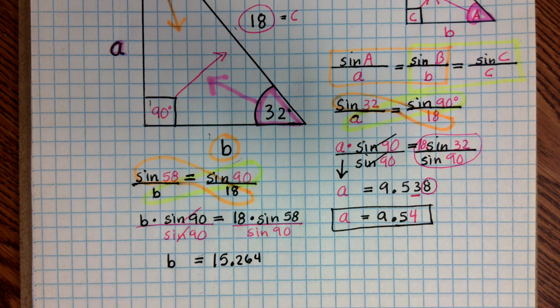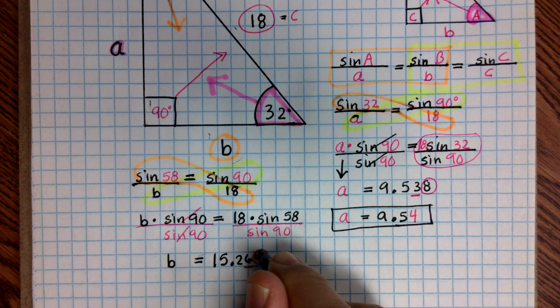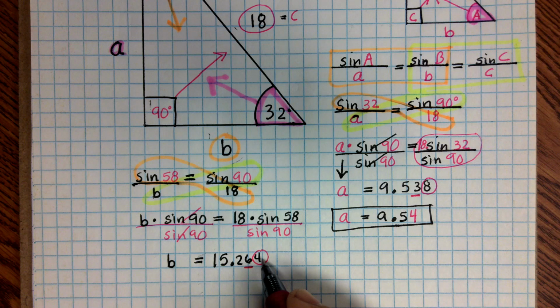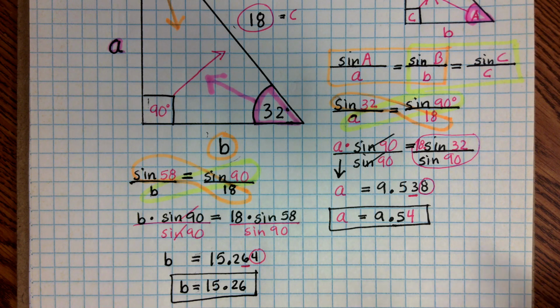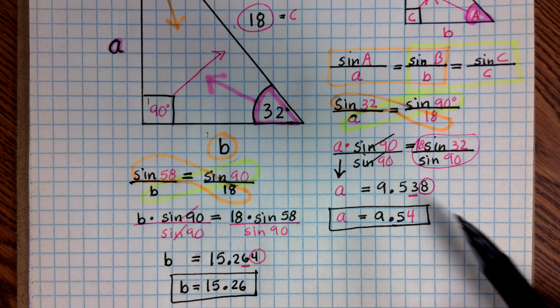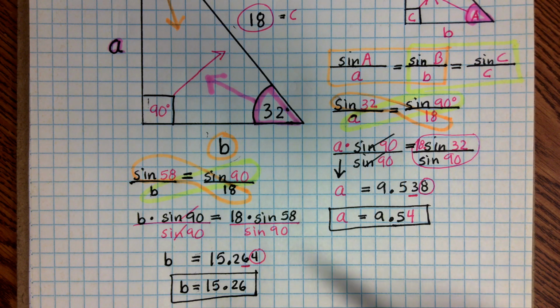15.264. And we do want to round to the hundredths place. So the hundredths place is that 6. The number after it is the thousandths, and it's 4. And remember, 4 or less, let it rest. So we are not going to change anything. So our final answer can be written as b is equal to 15.26. So we have used the law of sines, and we have solved for side A of the triangle, and we have solved for side B of the triangle.